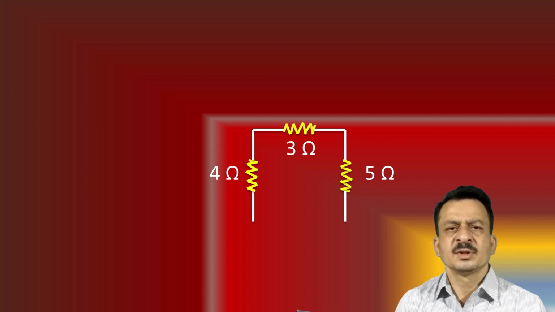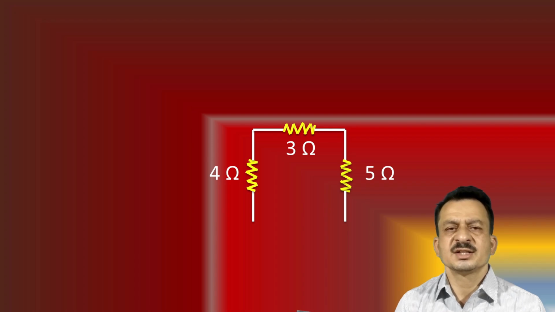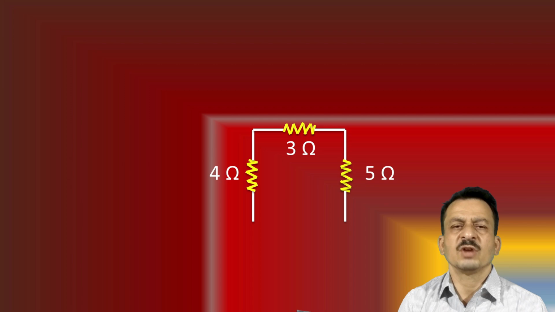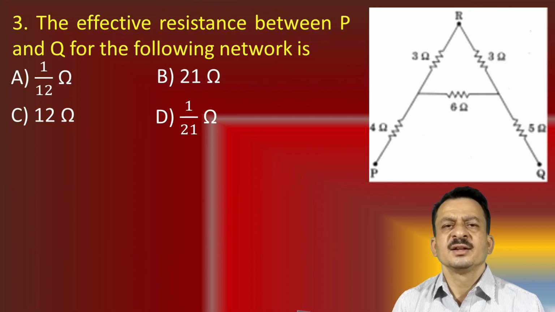Now look at the same network reduced to this format, and all the three resistors here are in series. Therefore, the equivalent resistance is 4 plus 3, 7 plus 5, 12. 12 ohm is the right answer. So like this, we can rewrite the circuits in our convenient way and solve the problems. Next problem.